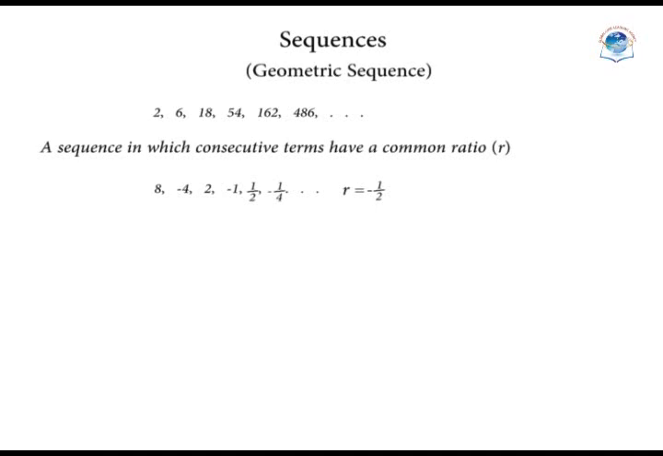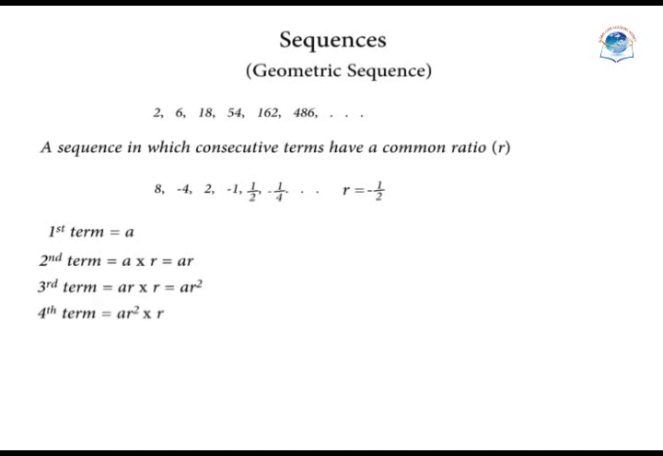And because the consecutive terms have a common ratio, the first term is equal to A. The second term is obtained by multiplying the first term by R, that is A times R, giving us AR. The third term is obtained by multiplying the second term by R, so we have AR times R, giving us AR squared. The fourth term is obtained by multiplying the third term by R, so we have AR squared times R, giving us AR cubed.